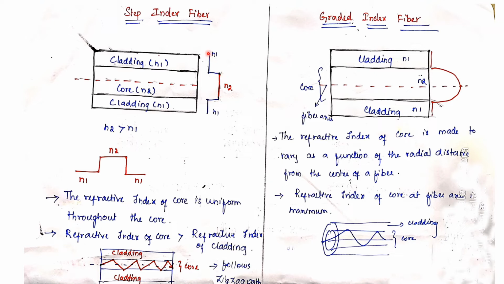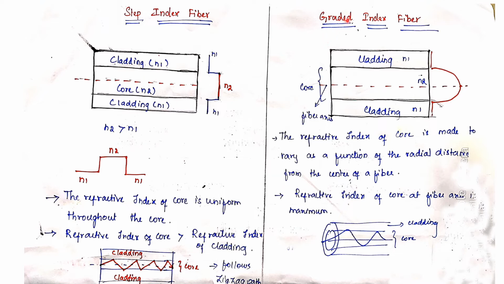So I have drawn like this. N1, I have drawn N1 here and N2 here. If we join these two lines, we have a step-like structure. That's why we call it step index fiber. Next, this is the signal propagating inside the optical fiber. Here it follows a zigzag path in step index fiber. That's all about step index fiber.